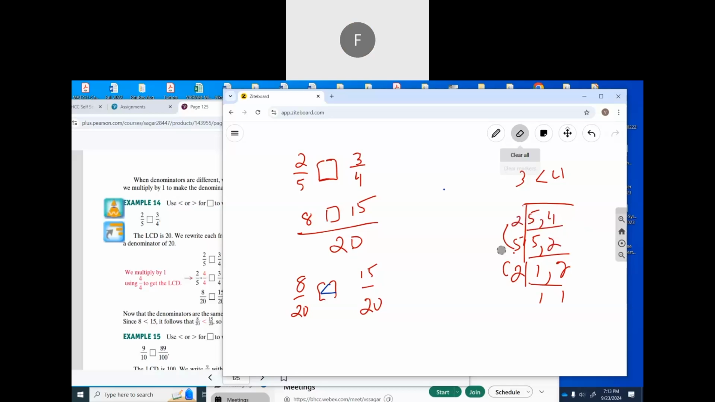So 4 divided by 2, which is 2. Next, 5 divided by 5, which is 1. Right? 2, I cannot divide. I got it.